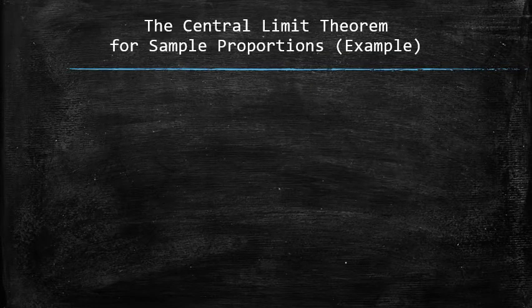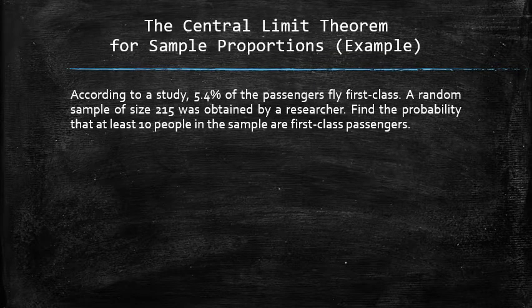Now, I will show an example of an application of the central limit theorem for sample proportions. Consider the following problem. According to a study, 5.4% of the passengers fly first class. A random sample of size 215 was obtained by a researcher. Find the probability that at least 10 people in the sample are first-class passengers.